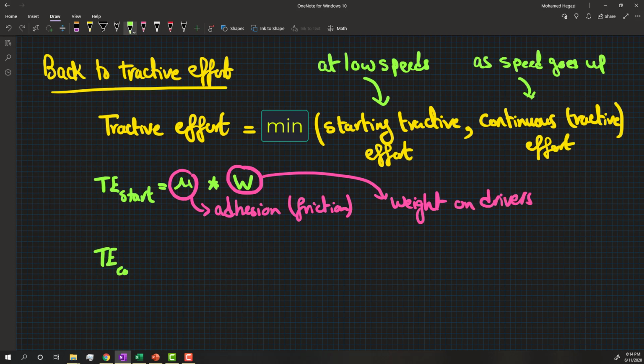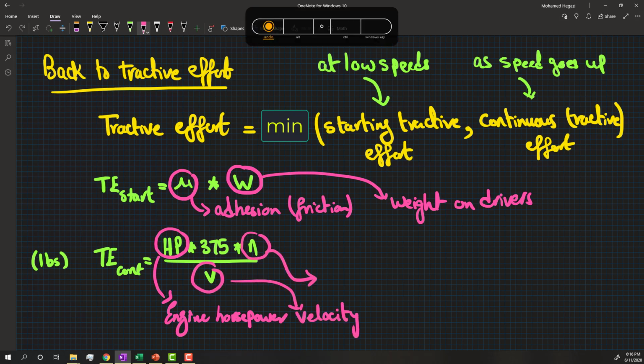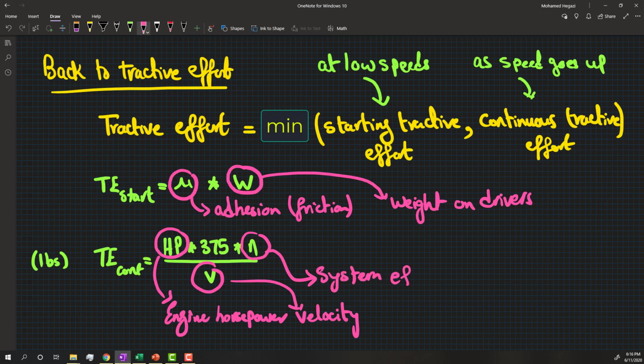Continuous tractive effort, on the other hand, is a function of the engine's horsepower, where it is the multiplication of the horsepower by 375 multiplied by the system efficiency and divided by the velocity of the train. Now, it's important to note down the units used here. Tractive effort is always calculated in pounds, velocity in miles per hour, and power is in horsepower. The 375 is used to convert 1 horsepower, which is 375 pounds, at 1 mile per hour.